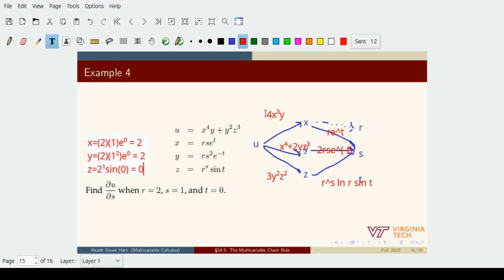And so this expression here, 4x cubed y, is equal to 4 times 2 cubed times 2. That's equal to 64. X to the fourth plus 2yz cubed, this expression is equal to 16.